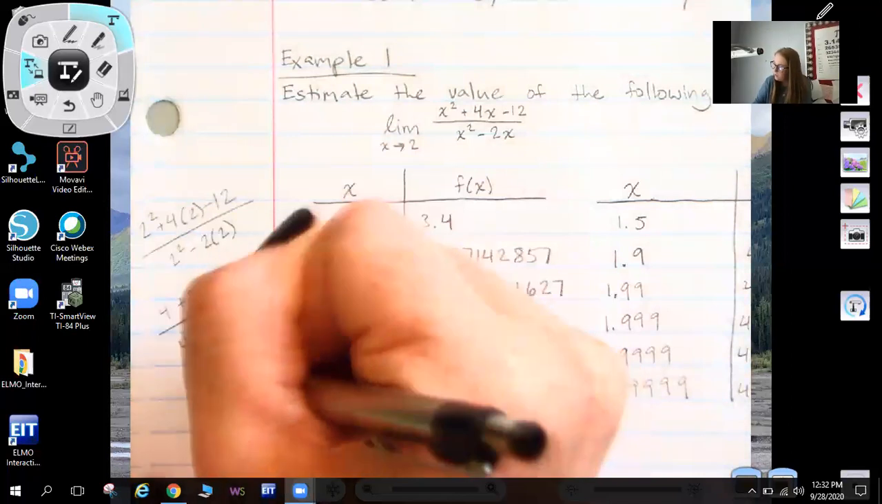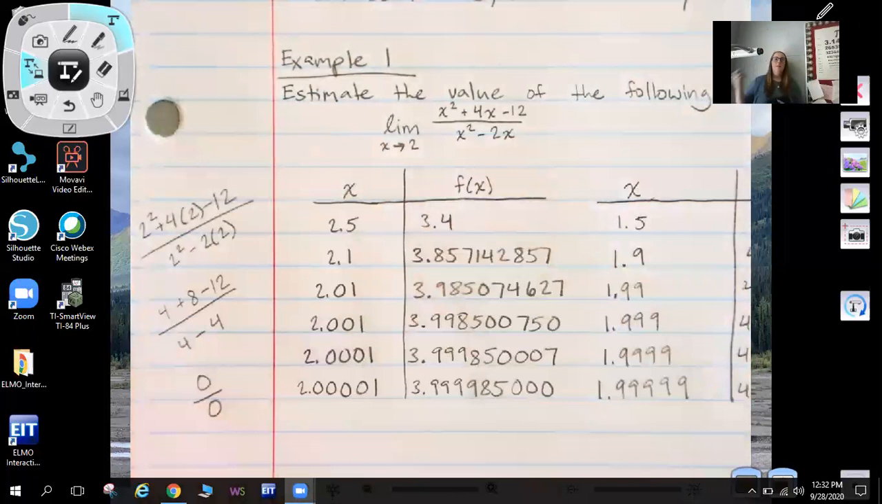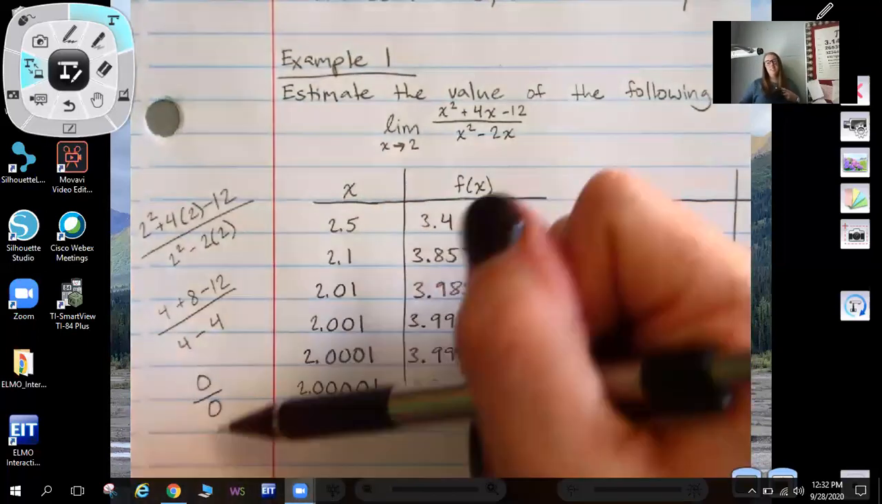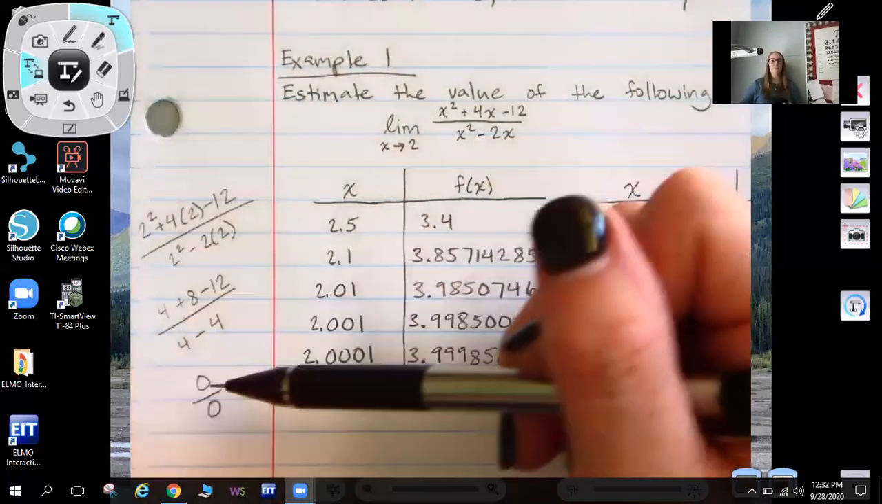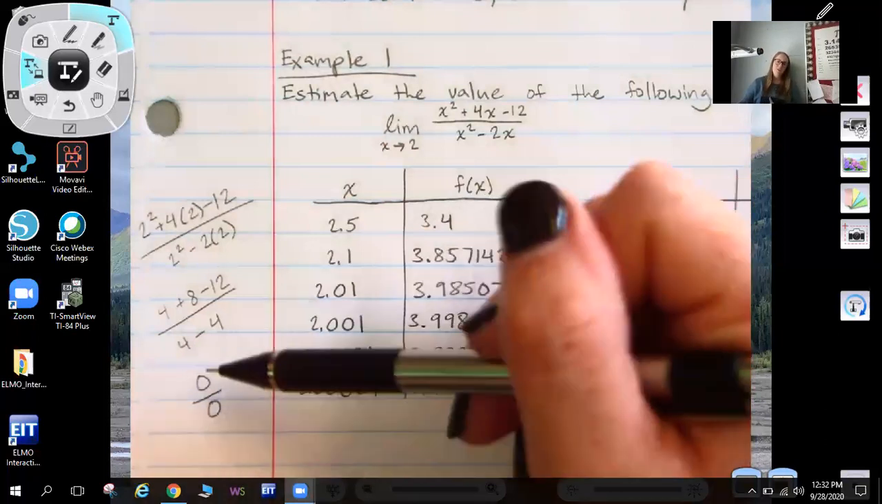Okay, that gets us 4 plus 8 minus 12 over 4 minus 4, which would be 0 over 0. I don't like this example. This is an indeterminate form. We're going to talk more about 0 over 0 later.